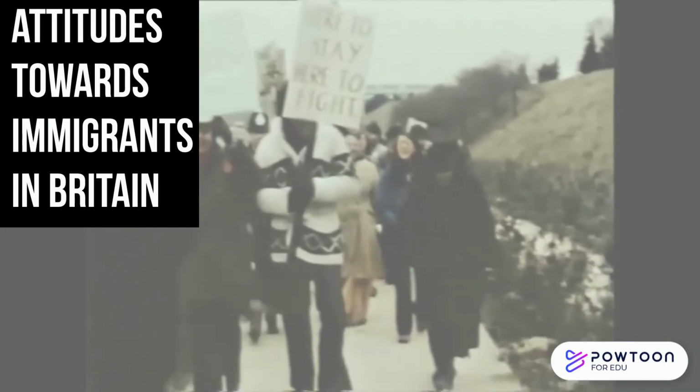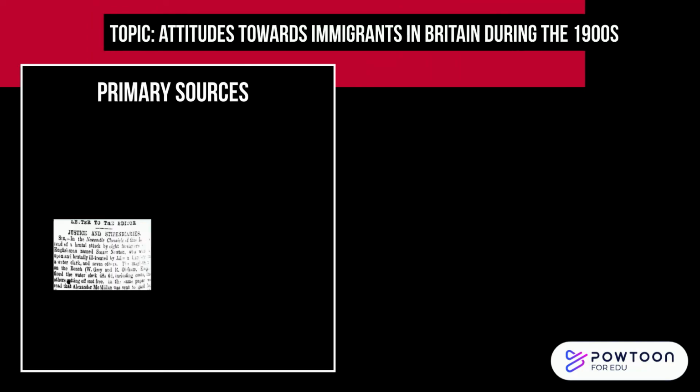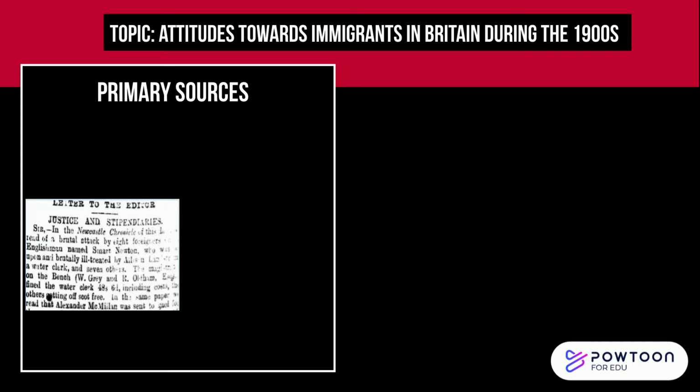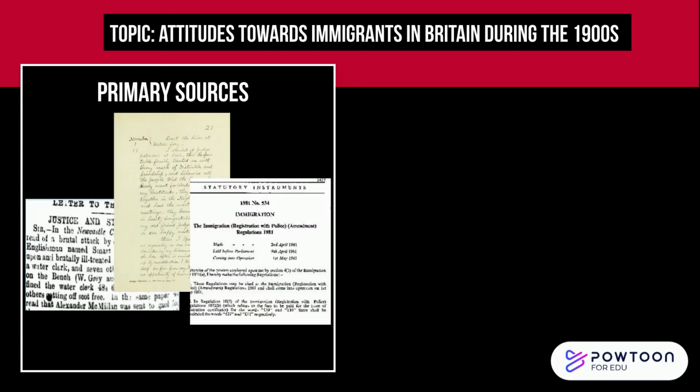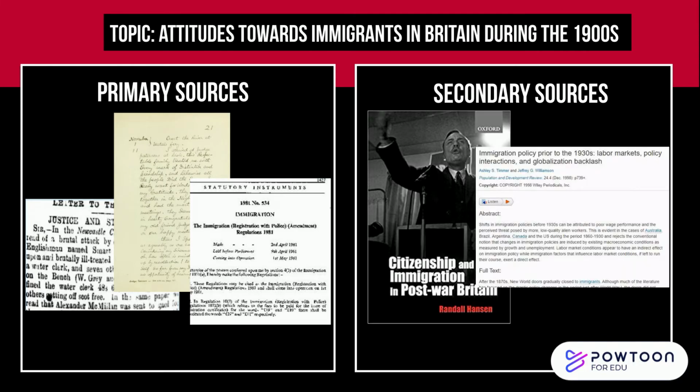Let's say you are studying attitudes towards immigrants in Britain during the 1900s. You might consult newspaper editorials, immigrant diaries, and government legislation from that time period as primary sources. These could serve as materials that provide first-hand evidence of the attitudes you are studying. In addition, you might consult secondary sources like scholarly books and journal articles from a variety of time periods to help you interpret and analyze the topic.